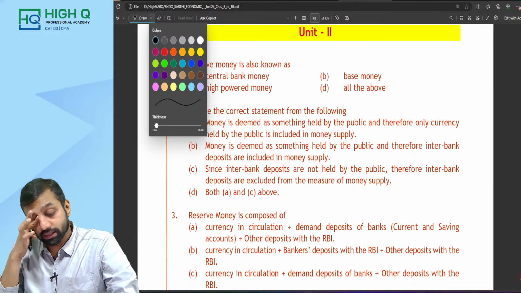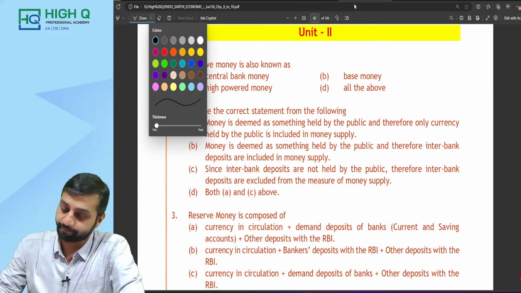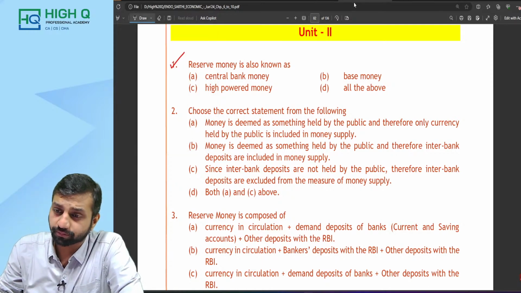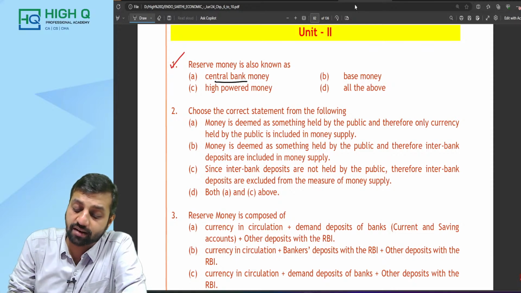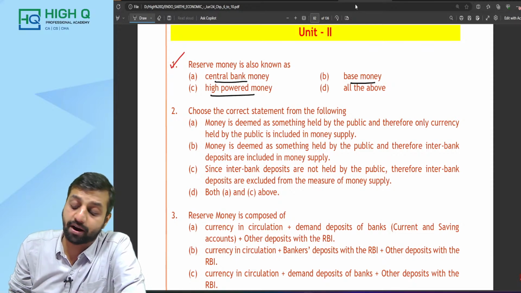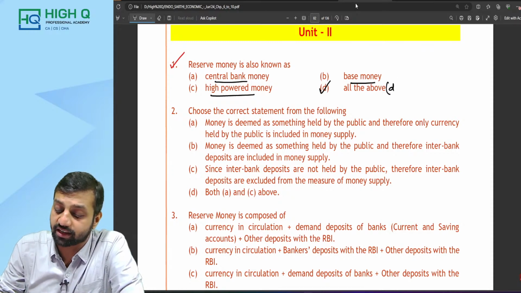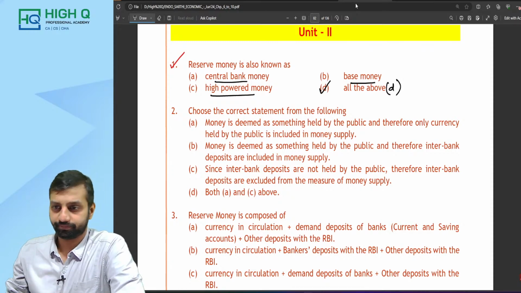Yes, dear students, tell me what is your answer. Reserve money is also called central bank money, base money, high powered money. So your answer is D, all of the above.